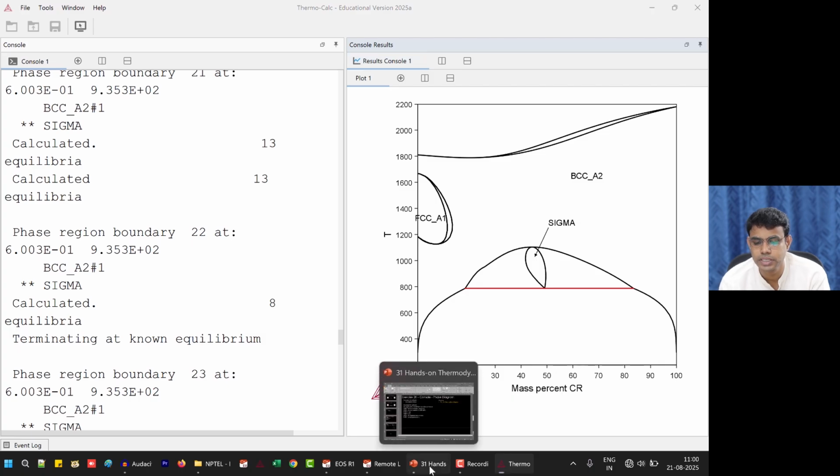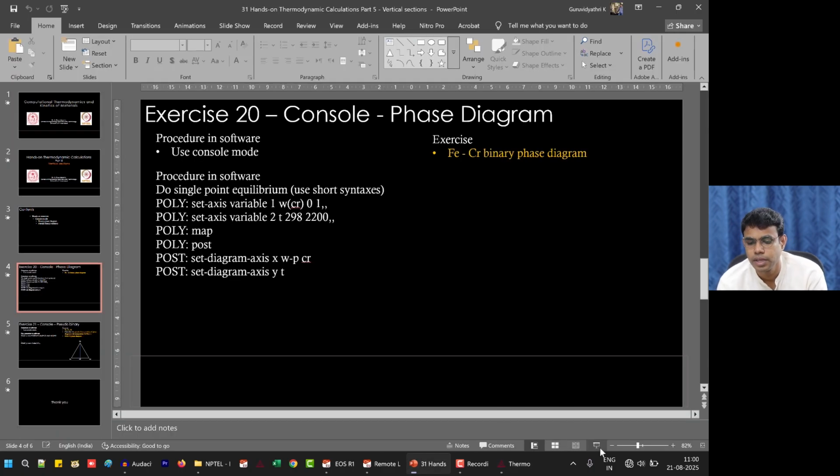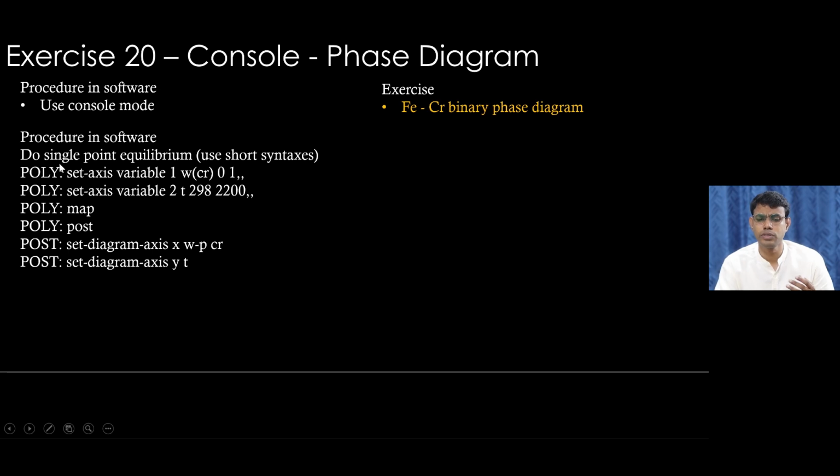So the important difference from the single point equilibrium is this. When you did single point equilibrium, you did not bother about setting the axis variable and mapping. Here you have to set a couple of axis variables and map, then set the diagram axis in the post module and then plot the diagram. That's the difference compared to the previous exercise. So now with this phase diagram making skill in our hand, we can go for making more complex phase diagrams.